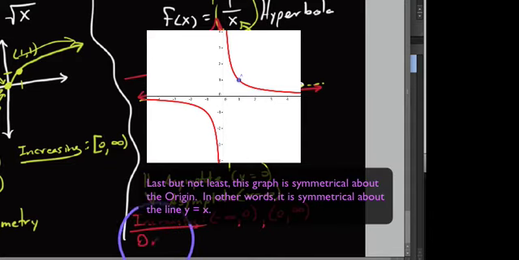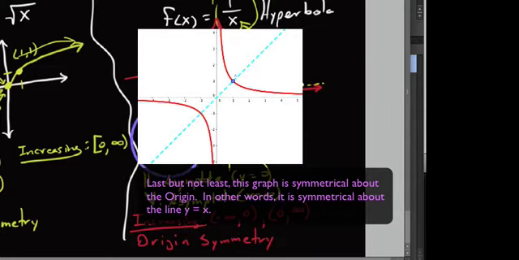It does have origin symmetry. And that'd be really easy to see. You could necessarily just pick a point on one of these graphs here. Symmetrical about this line y equals x. But you could pick a point on this graph, say here, okay? And it would necessarily be symmetrical with this point down here. Mirror image, okay? So those are the things we want to know about the reciprocal function.